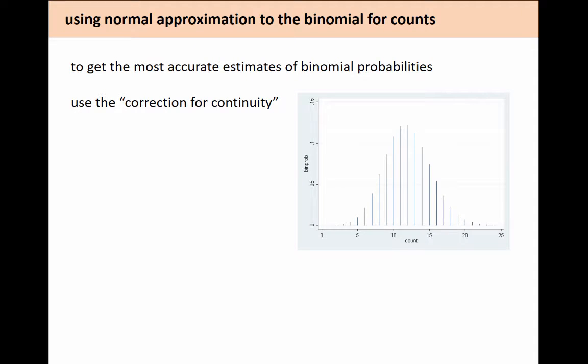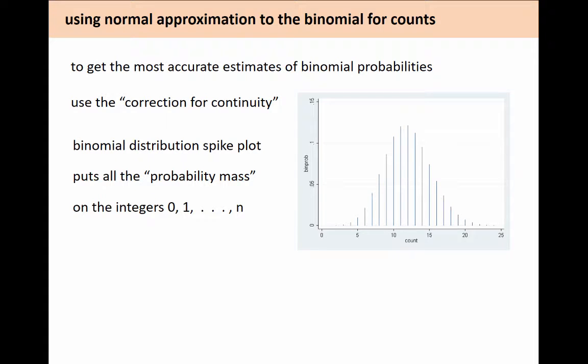And we're just going to explain this informally, looking at a binomial spike plot. So we've looked at this before. Here's a nice binomial spike plot. The thing about binomial spike plots is they only put the probability mass on the integers. The reason it's a spike plot and not a bar plot is the only possible values of the count are these integers. But we're talking now about using the normal curve, a continuous distribution, to approximate binomials.